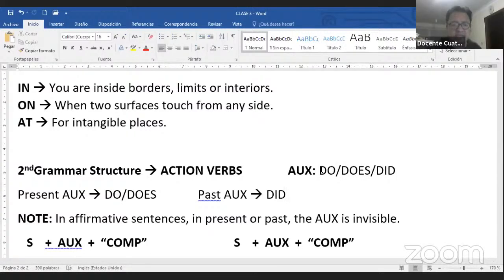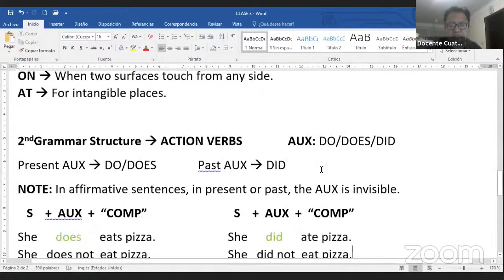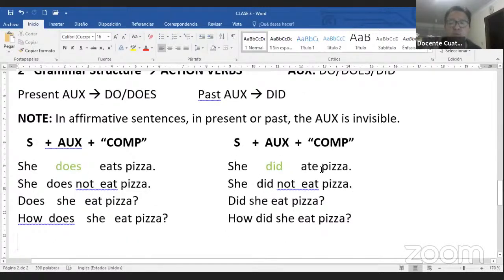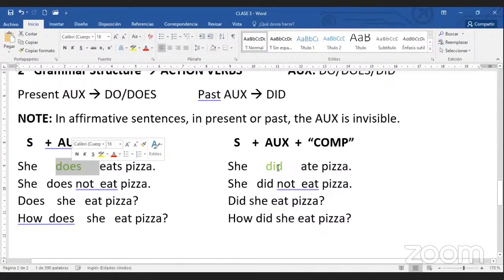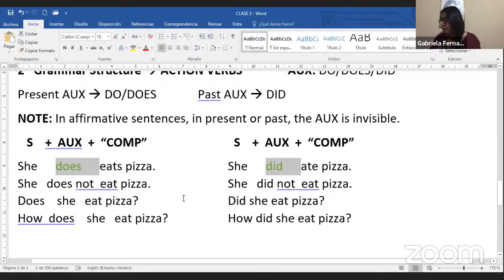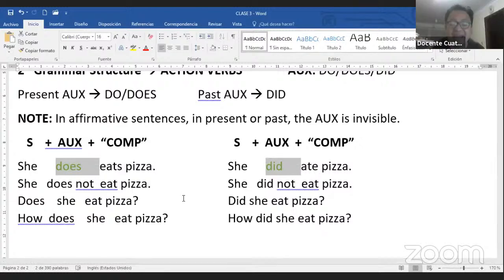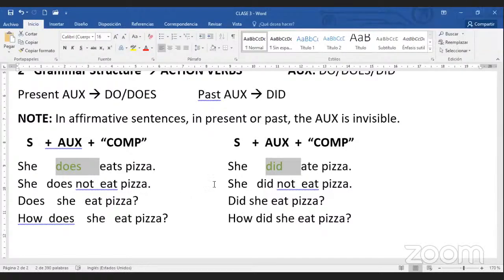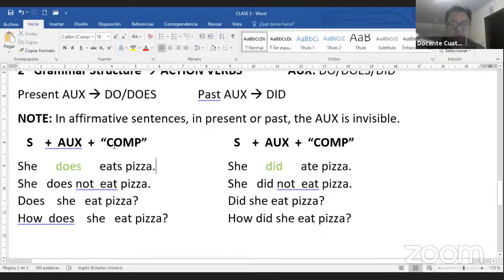So we made some examples in present and in the past. We have to remember one little rule. Let's see, Liber, what happens to the auxiliary in affirmative sentences with action verbs? Does in present, did in the past. But what happens? ¿Qué sucede? What happens with the auxiliary in affirmative sentences with action verbs? Invisible. Exactly. They are invisible.